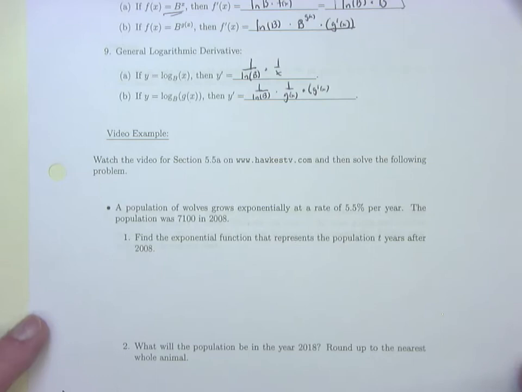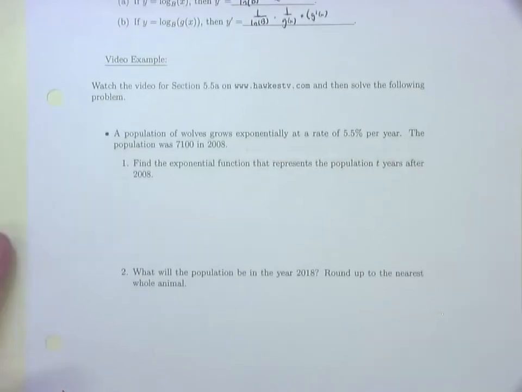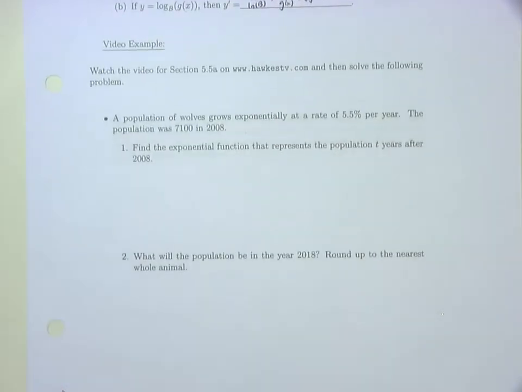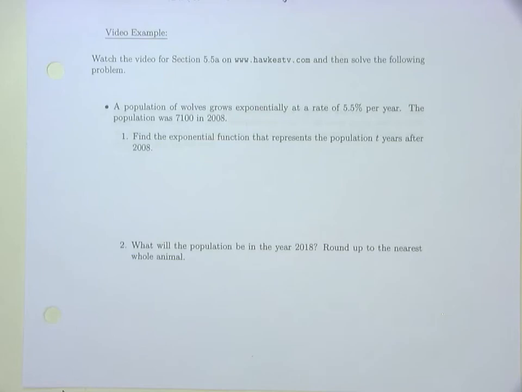So here we go. Let's look at some of these problems here. Here's the one example from your video example. So please go back and watch your Hawks TV and look at those examples that they do here. It says this: a population of wolves grows exponentially at a rate of 5.5% per year. The population was 7,100 in 2008. Find the exponential function that represents the population t years after 2008. All right.